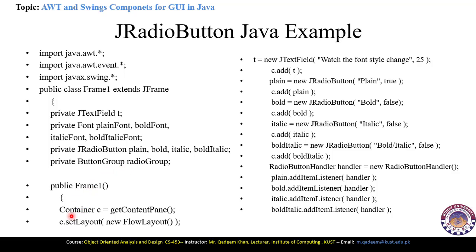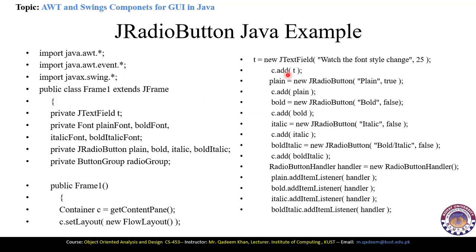Next is the constructor. Inside of the constructor we have a container. Container c equals get content pane. So this defines the container, and inside of the container we will add different controls here. The layout of the container is in fact FlowLayout. It means that when these buttons are added inside of the container, they will flow freely from left to right.